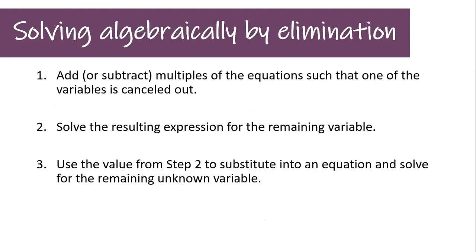There's another method we can use called elimination. And elimination is a little bit tricky for some people, but in a lot of problems is a lot easier than using substitution or graphs. So what you're going to want to do is add or subtract multiples of the equations to basically cancel one of your variables out. Then you're going to solve what's left for that remaining variable. And just like in substitution, you'll then go back and plug that in to solve for the remaining unknown.